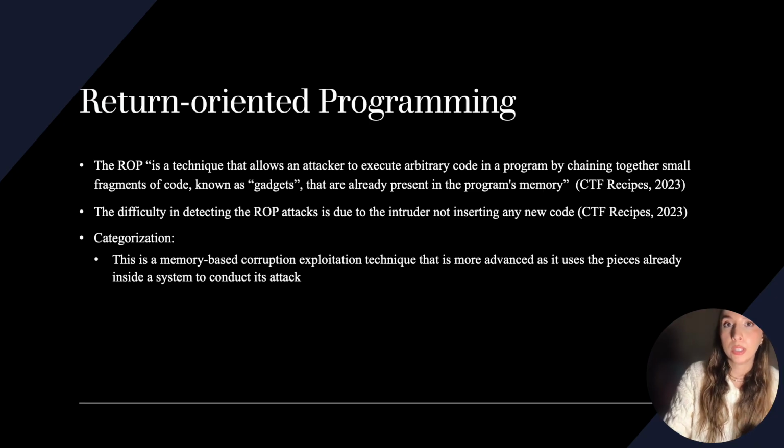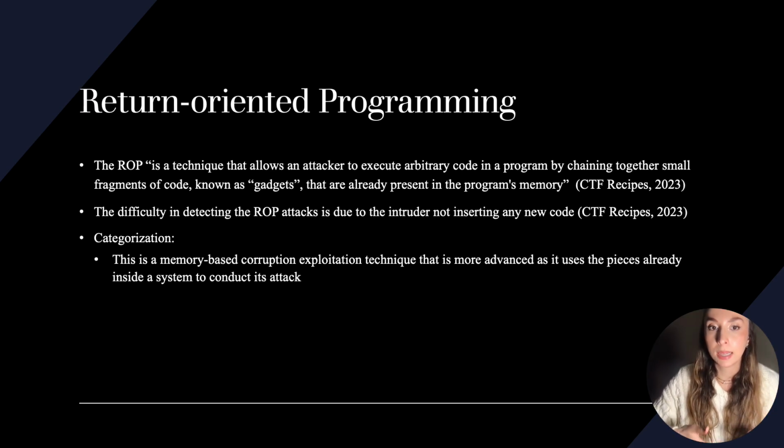So basically how it works is it exploits a vulnerability in the program, such as a buffer overflow or format string exploit, that allows the attacker to control the program's instruction pointer. Then the attacker can use this control to redirect the instruction pointer to a gadget in the program's memory, and then chain together multiple gadgets to execute arbitrary code, which again is according to CTF Recipes 2023. The categorization here is that this is a more advanced memory-based corruption exploitation technique, and it also uses the pieces already inside a system to conduct its attack.